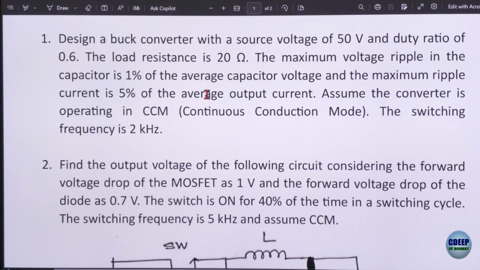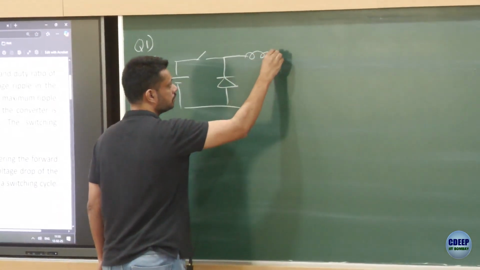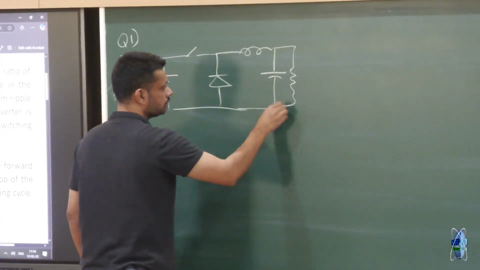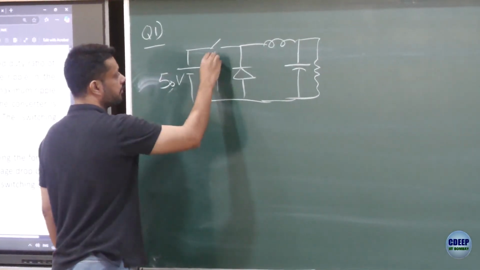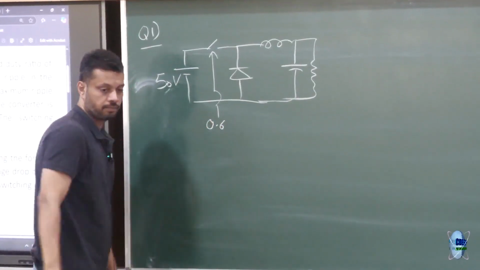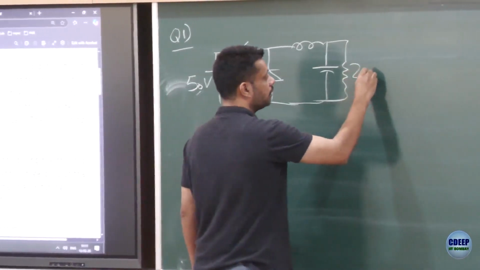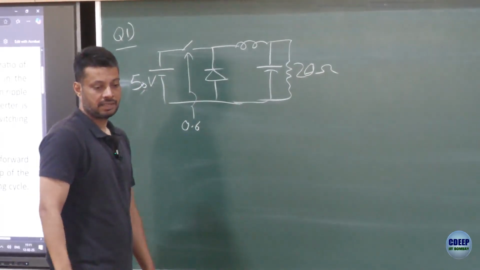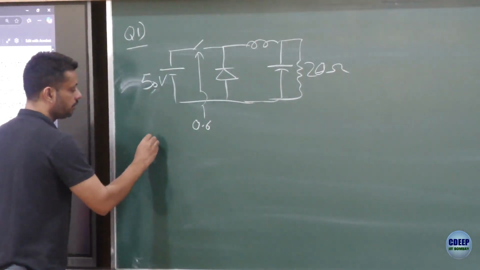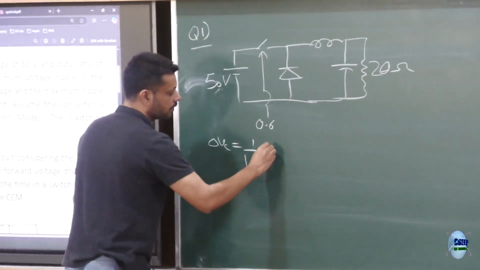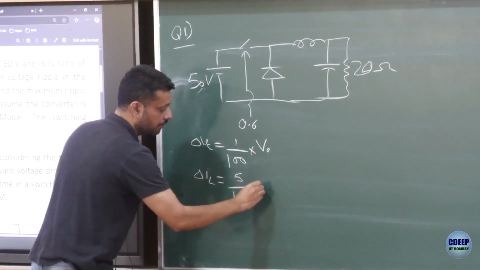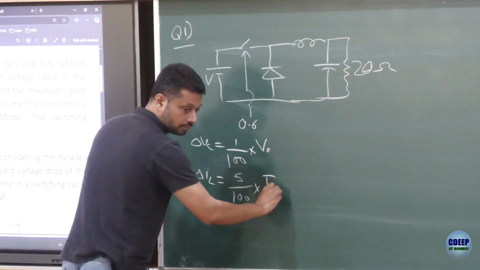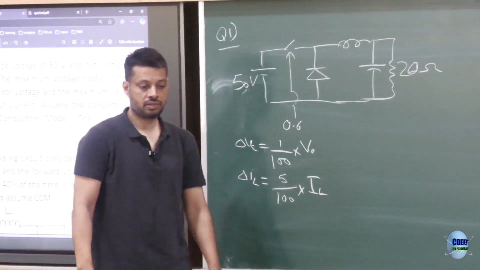So let's start with question number 1. Okay, buck converter, with the source voltage of 50 volt, duty cycle of 0.6, load resistance is 20 ohm, maximum voltage ripple in the capacitor is 1%, so delta Vc is 1 upon 100 times the output voltage and delta IL is 5 upon 100 times the inductor current, 5%, right? The average of the average output current.